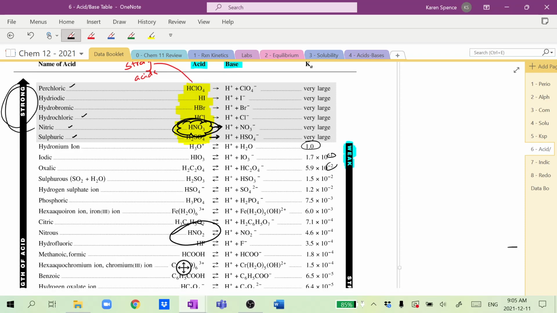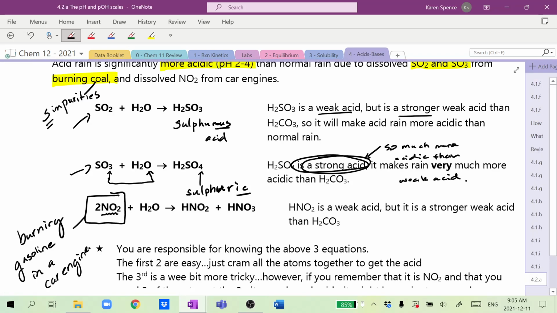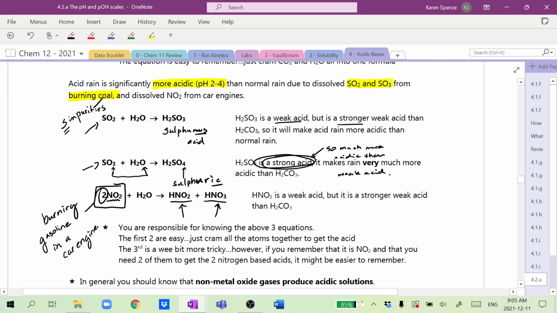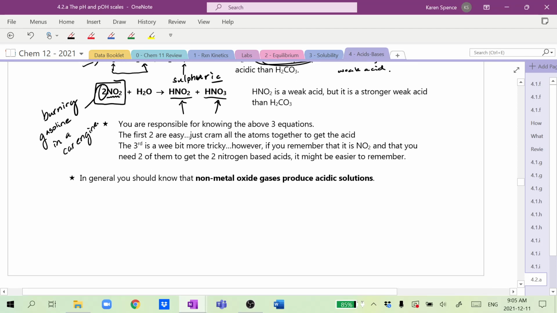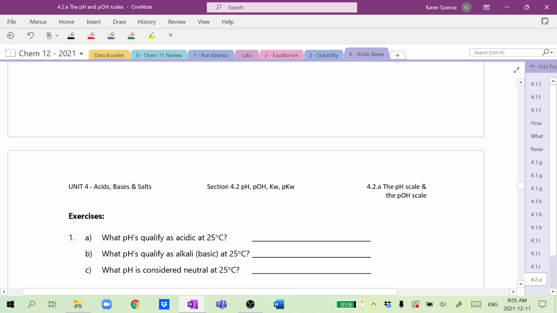But one thing you can do is predict the products of reacting NO2 with water by saying, I know I'm going to get both of the two N-O acids that are on my data booklet. So going back, I know I get both of those acids, and in order to get both of them, I need to react two NO2s. Okay? In general, you should know that non-metal oxide gases produce acidic solutions. Okay, that's a generality.